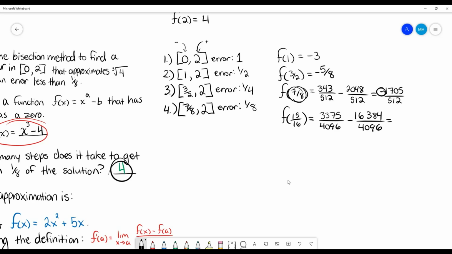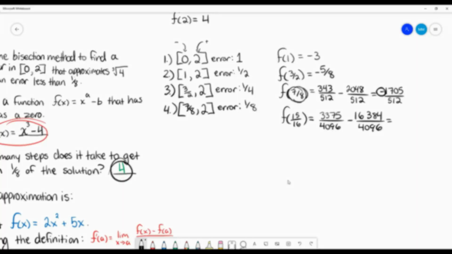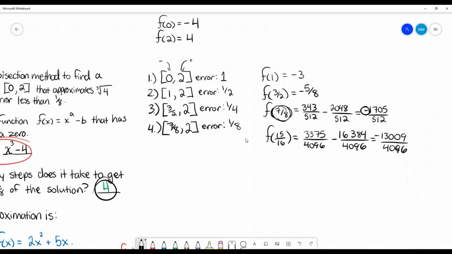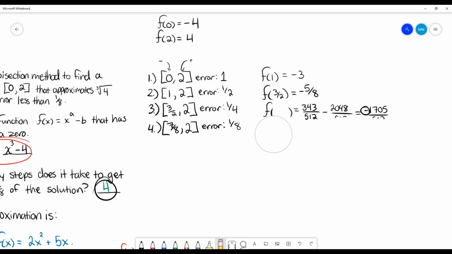I feel almost like I messed up somewhere just because of how large these values are. Oh, silly, silly. Okay. So I did 7/8 instead of 7/4. So we're going to have to redo this step. My apologies. Let's erase.